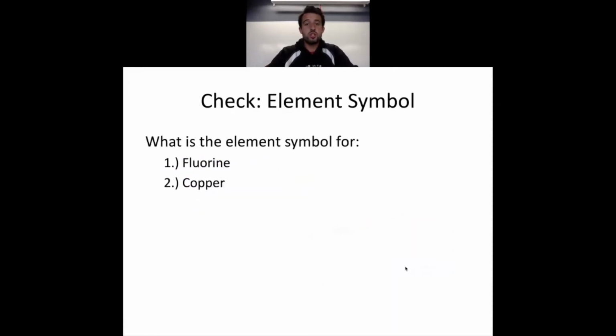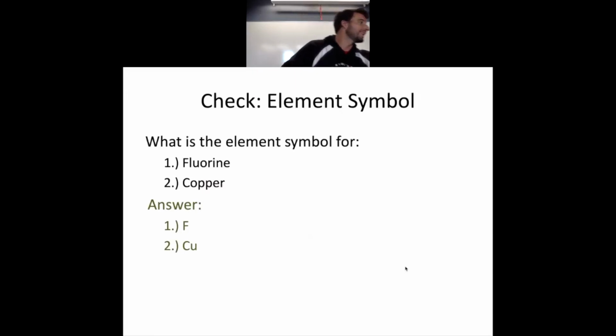Okay, so here's what I want you to do. I want you to use your periodic table to figure out what is the element symbol for fluorine and what is the element symbol for copper. Fluorine is F, copper is Cu. Woohoo! Hopefully you can use your periodic table. If you couldn't find those, fluorine is number 9 on our periodic table, but of course number 1 in our hearts. And copper is number 29 on the periodic table, but also number 1 in our hearts.